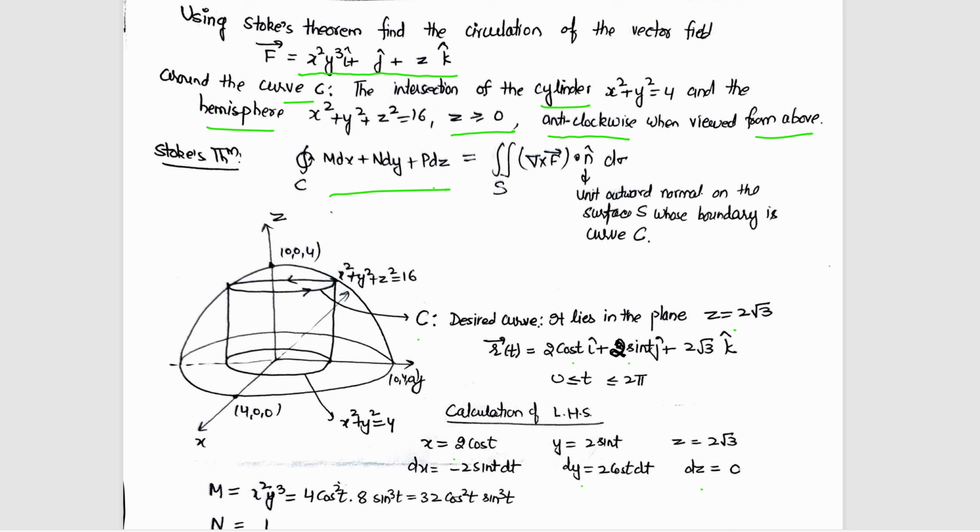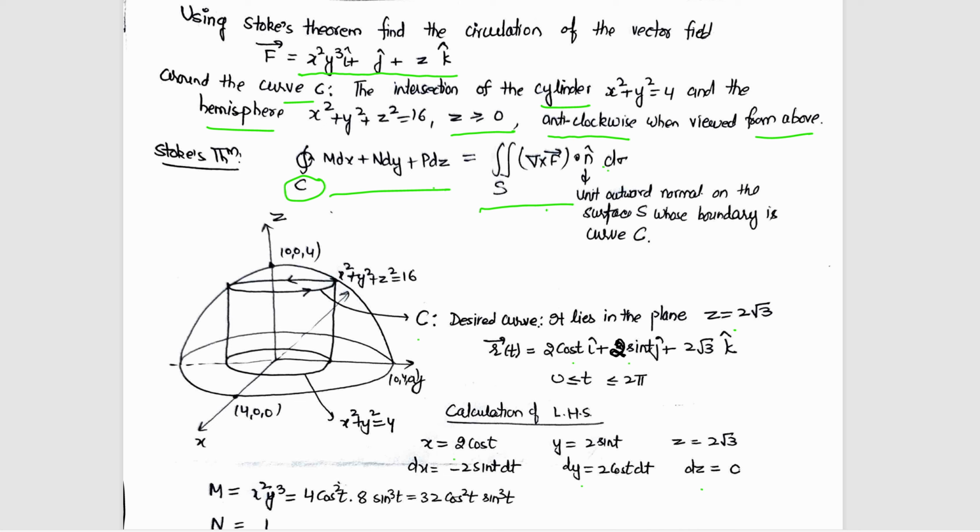Now Stokes' theorem says that we can find this circulation using a surface integral. So this integral on the left is equal to the surface integral of the curl of the vector field F dot product n cap multiplied with d sigma. Now what is this n cap? This is the unit outward drawn normal on the surface S whose boundary is this curve C, and d sigma is a surface element.